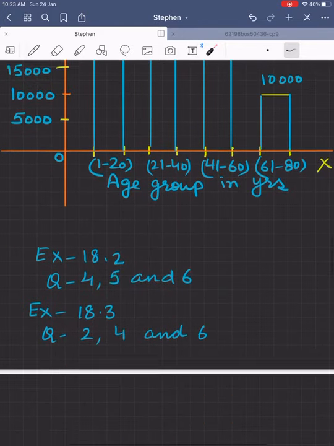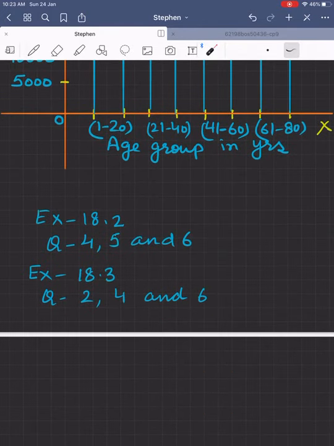For worksheet questions, do exercise 18.2, question 4, 5 and 6. Exercise 18.3, do question 2, 4 and 6.